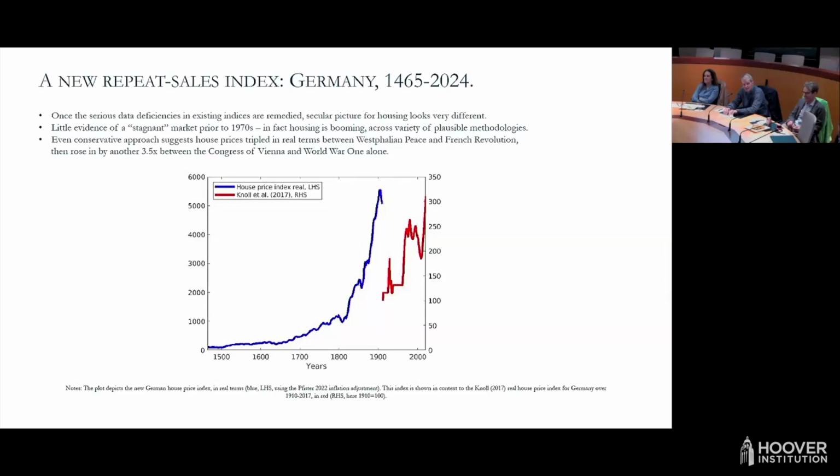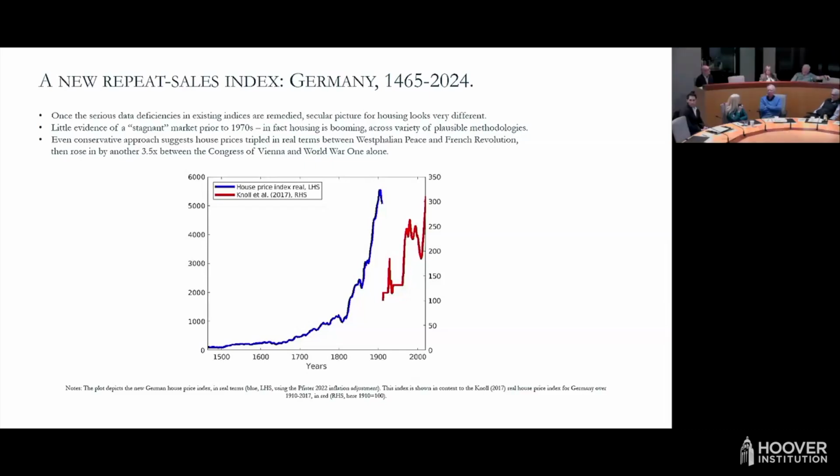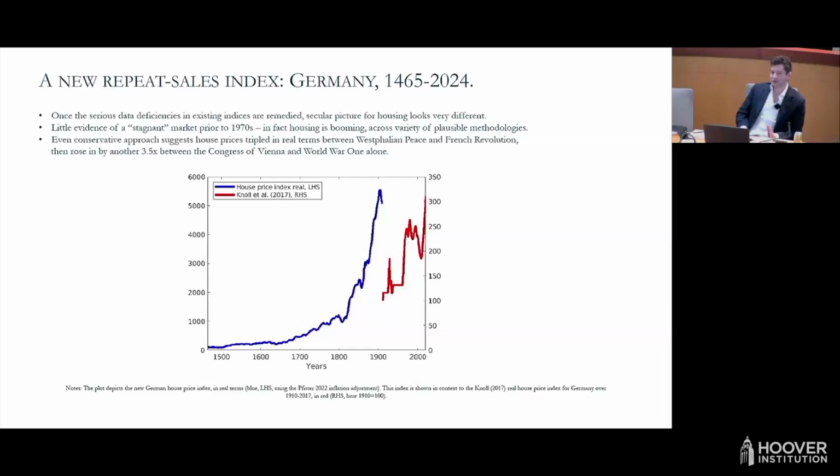No, it's 60. To be clear, the left-hand side starts in 1465 indexed to 100. So 100 to 6,000. 60 times. To emphasize again, this is not quality controlled, just like very recent indices in the paper are not quality controlled. Okay, that helps a lot. And on this basis, the stylized claim is that nothing much happened.